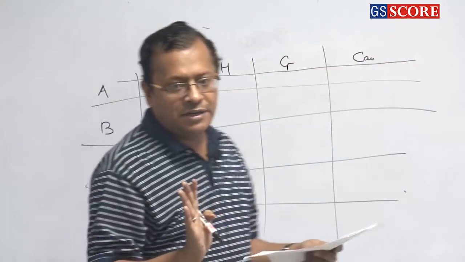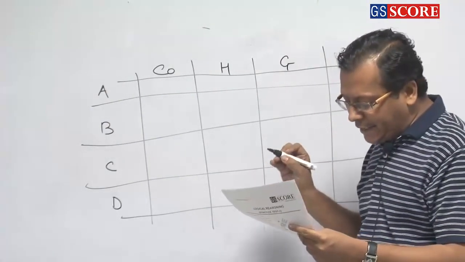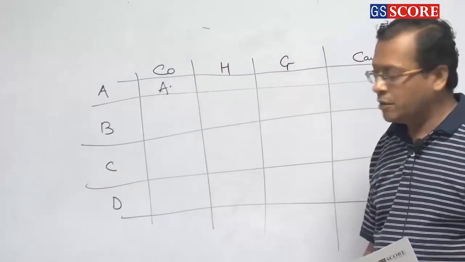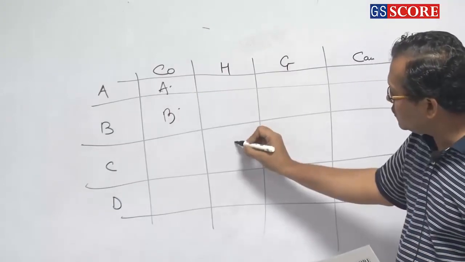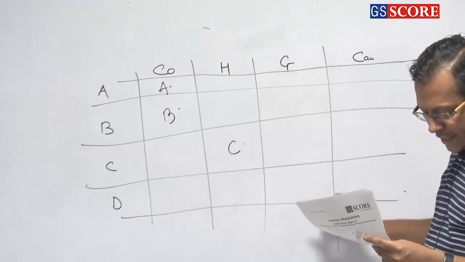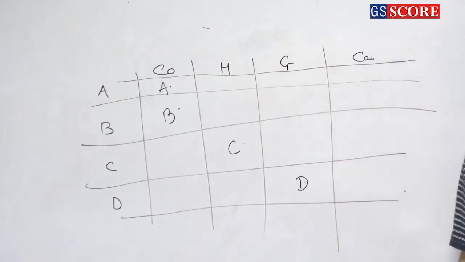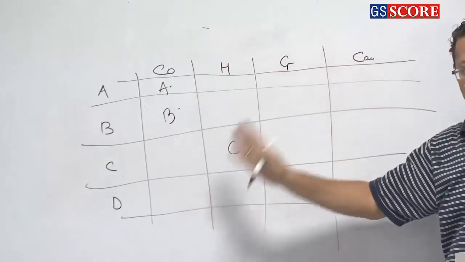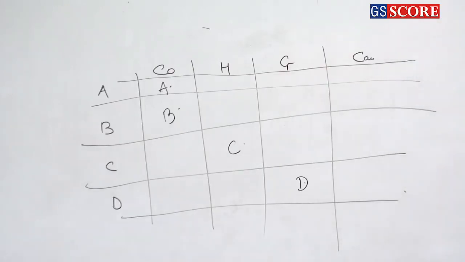Otherwise, right? Okay. So now, A ended up with his own coat. B ended up with his own coat. C ended up with his own hat. D ended up with his own gloves. In one row, it will be only one ABCD, in one column it will be one ABCD. That is the logic.